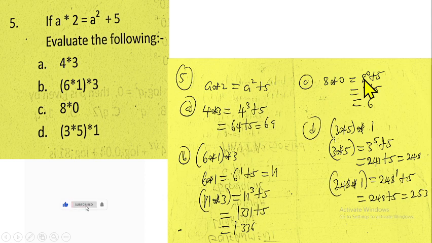For 8 asterisk 0, that means we have 8 raised to the power 0 plus 5. That gives us 1 plus 5, which gives us 6. Then for the last one, you have 3 asterisk 5 asterisk 1. You simplify 3 asterisk 5 first. That gives us 3 raised to the power 5 plus 5. So 3 raised to the power 5 is 243, plus 5, that gives us 248. Then this 248 will replace 3 asterisk 5 here. That will give us 248 asterisk 1, which means 248 raised to the power 1 plus 5. 248 plus 5 gives us 253 for question number D.